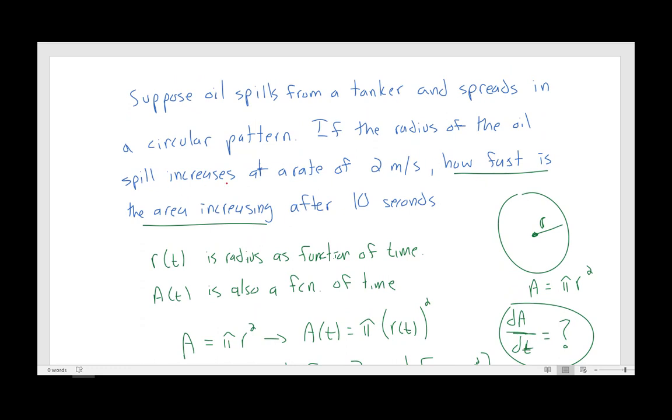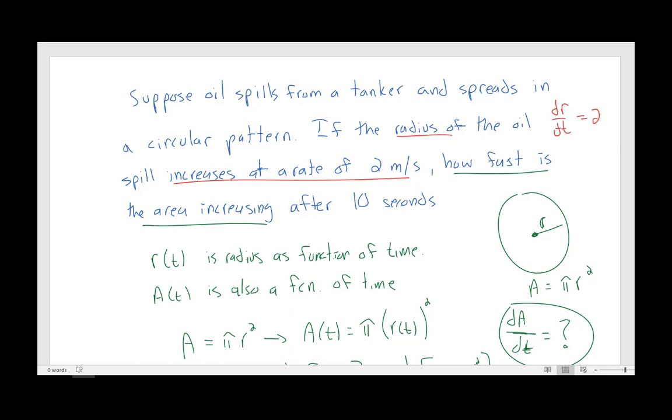Right, so the radius of the oil increases at a rate of 2 meters per second. The radius is increasing at a rate of 2 meters per second. So I have dr/dt. If I scribble over here, I have dr/dt being 2 meters per second. There's my rate of increase.